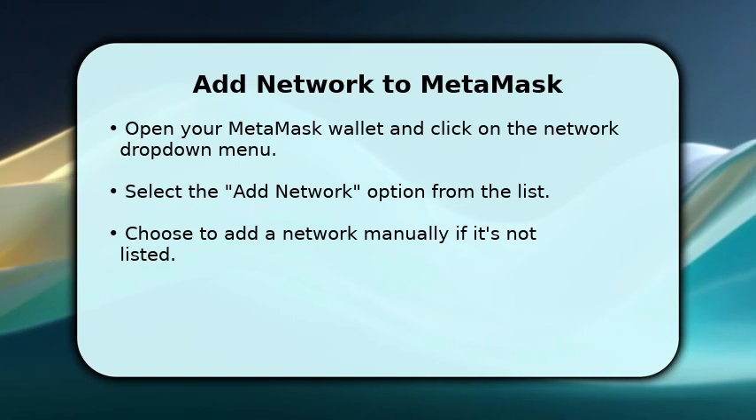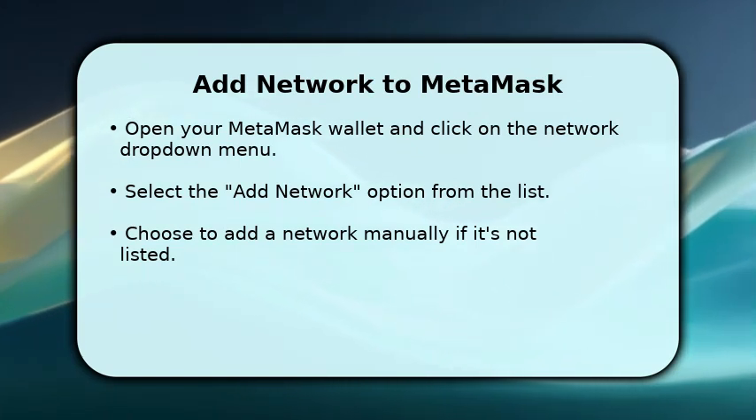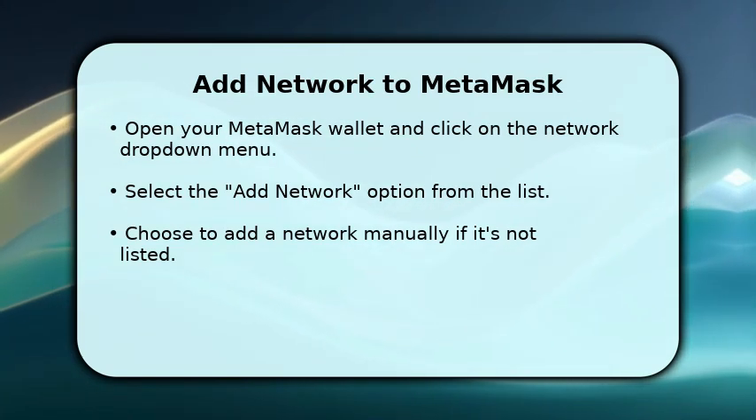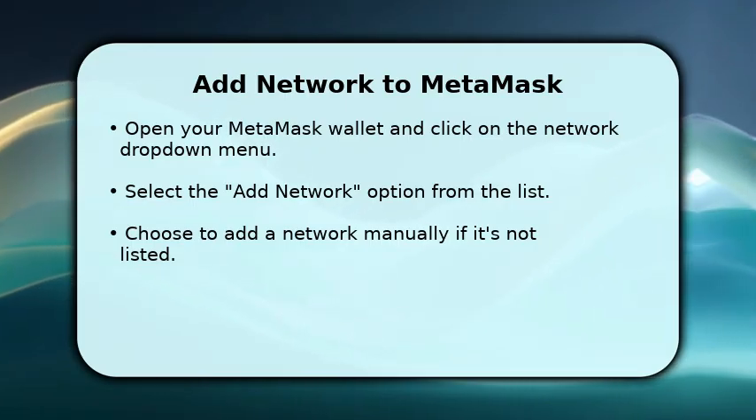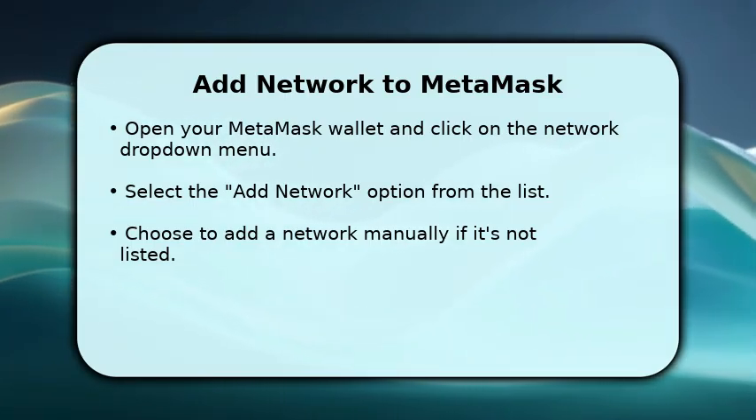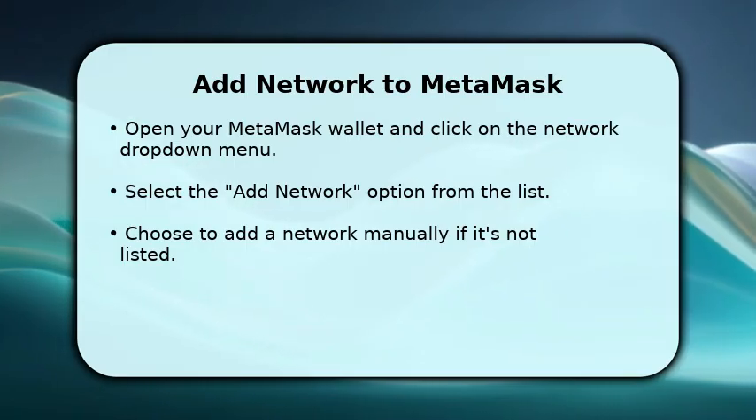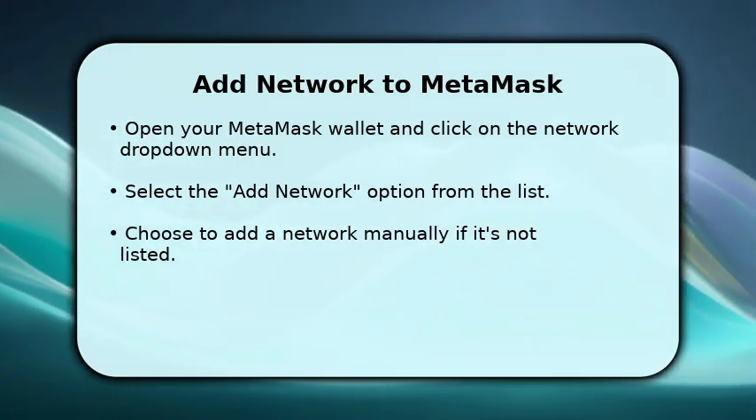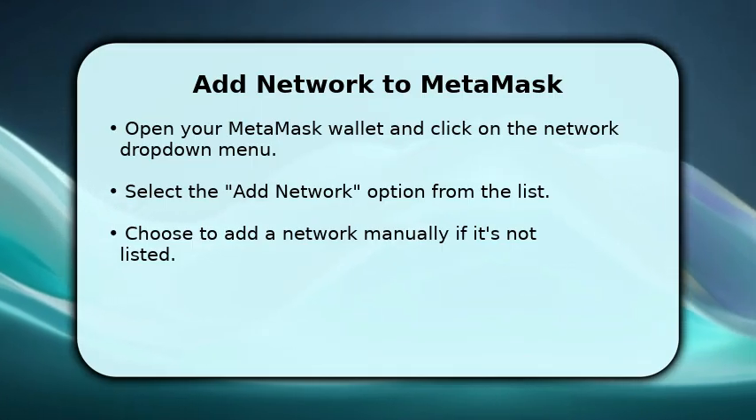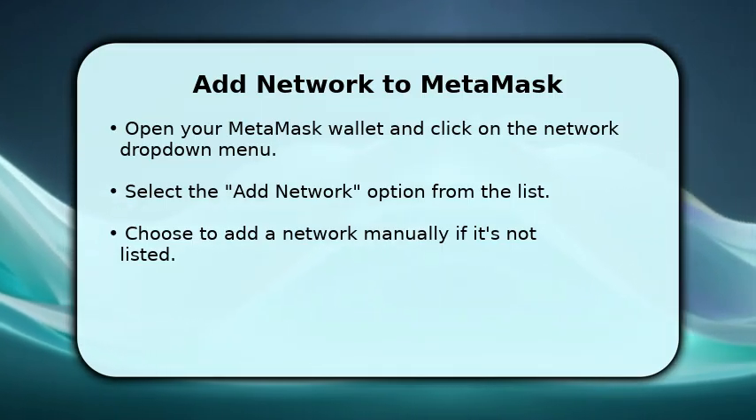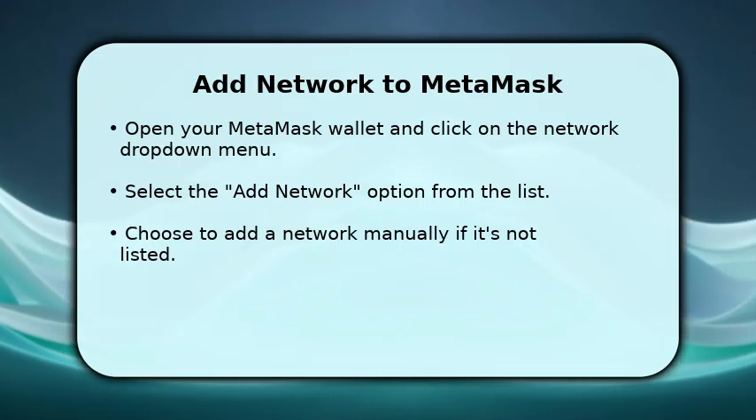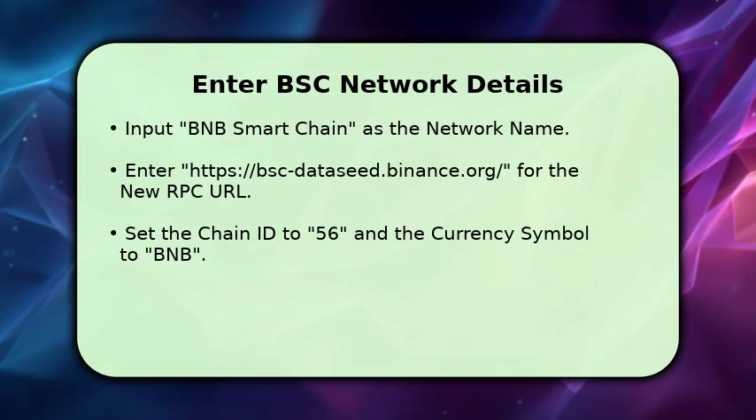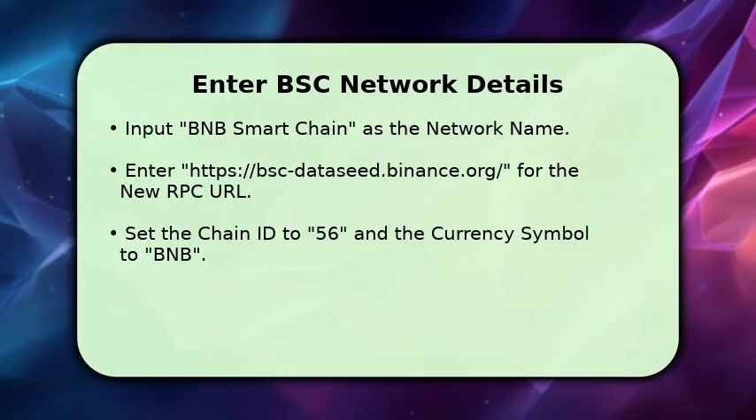Once MetaMask is open, locate the network drop-down menu, usually displaying Ethereum Mainnet, at the top of your wallet interface. Click on this menu to reveal a list of networks. From there, select Add Network. You might see an option to choose from a popular list, or you can select Add a Network manually at the bottom. Now you will manually input the Binance Smart Chain details.